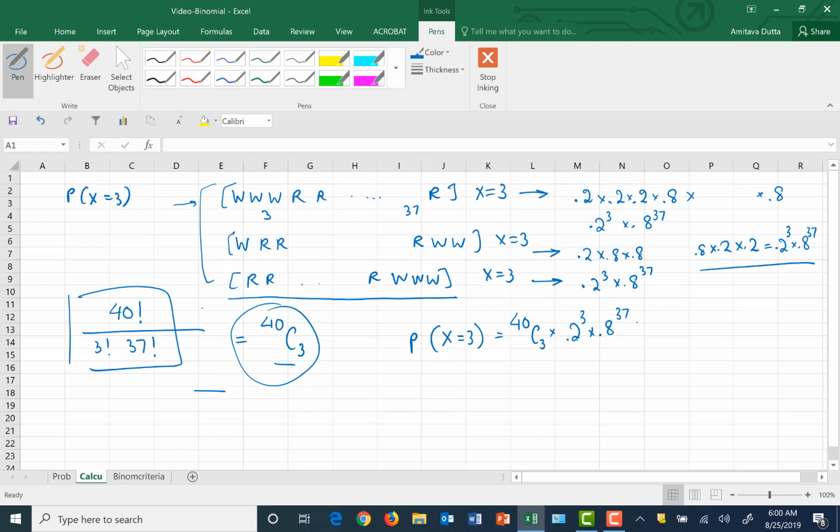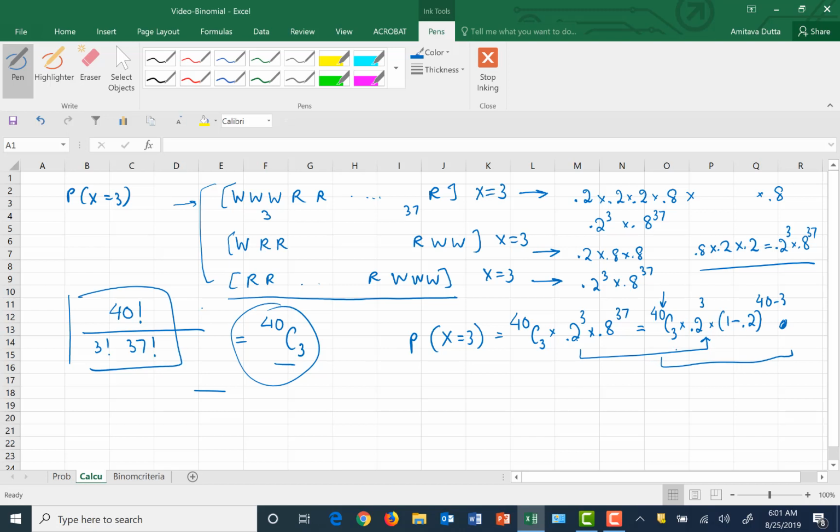Now I'm going to rewrite this slightly, and I think once I rewrite it, you will see why I'm doing that. It's 40C3 times 0.2 to the 3 times 1 minus 0.2 to the 40 minus 3. So this is exactly equal to the previous expression. I haven't changed anything. But the value of writing the expression this way, on the right hand side, is that I have written it in terms of parameters of the problem. So if you look at this expression, I know there are 40 students in the class.